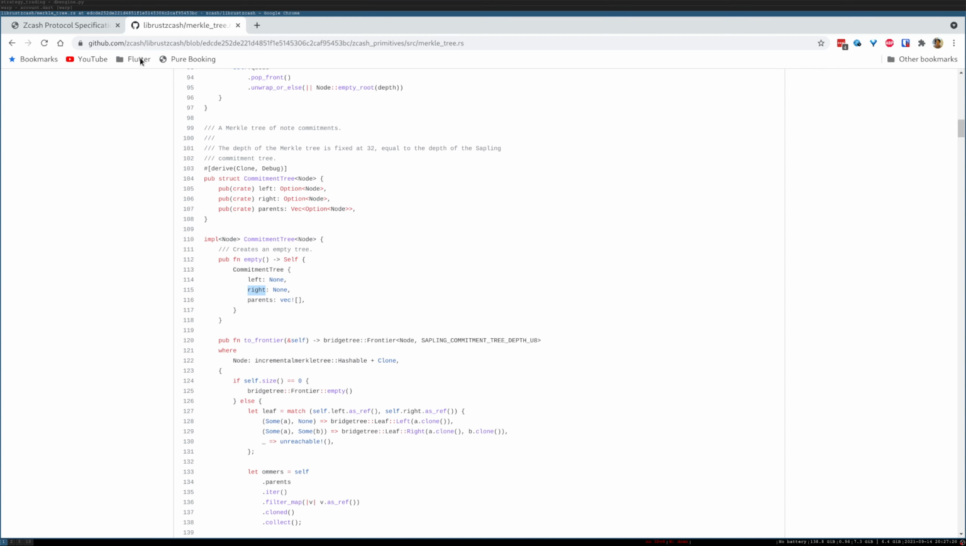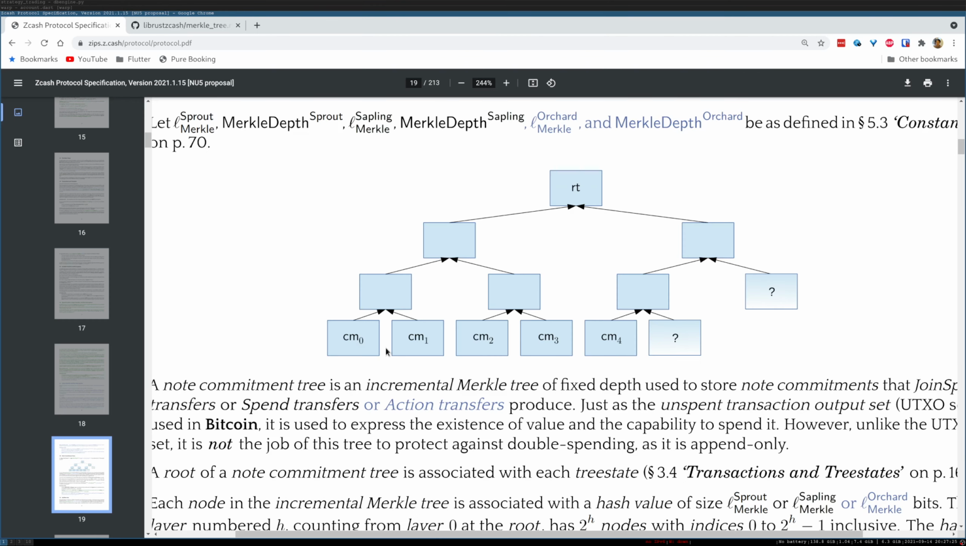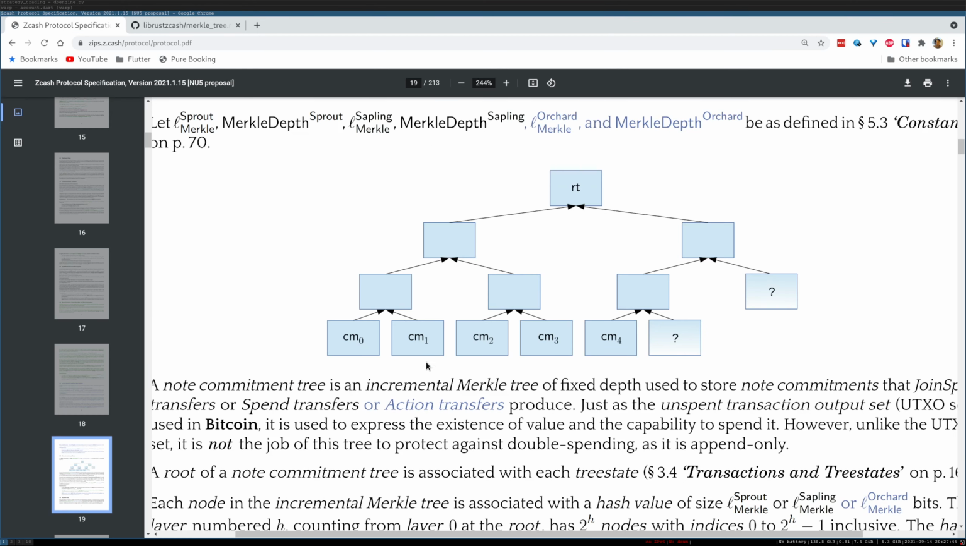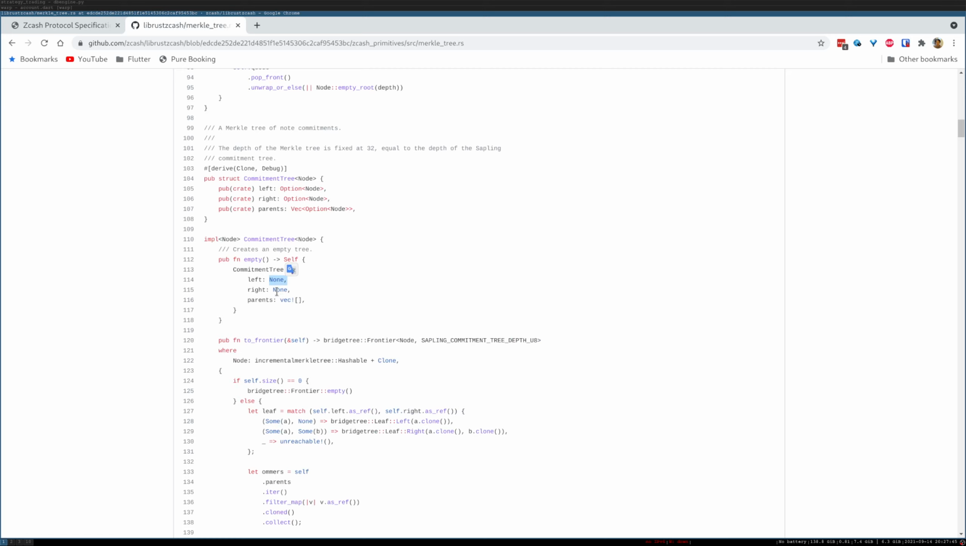Right. So now we add one node. We add CM0. So let's see what happens if we add CM0. Well, intuitively speaking, in that case, the only thing that makes sense is to set the left to that node. So we will have left some node. Okay. Then we add CM1, and we'll still have a slot for that. So right is empty, so we can also put CM1 here. Right, so our commitment tree now has left CM0 and right CM1, right? And the parents are still empty.